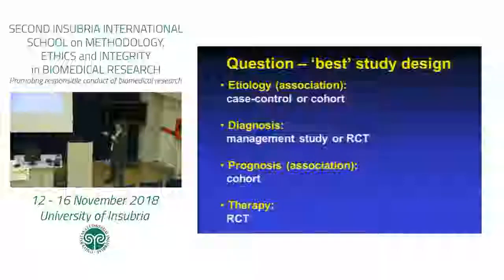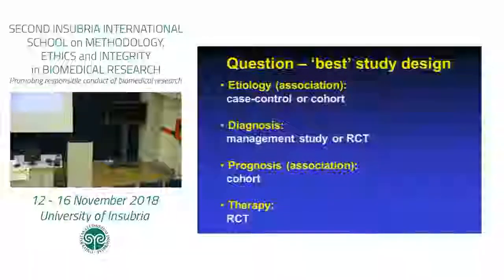Just one question. Etiology, case control or cohort study? When do I use a case control or a cohort study? The classical example is smoking is associated with lung cancer. Is it better a case control or a cohort study? The answer is always, as in primary school, it depends. If the outcome is rare, we have to start from the outcome, that means the cases. So case control. If the risk factor is rare, we have to start from the risk factor. And that's the rule.